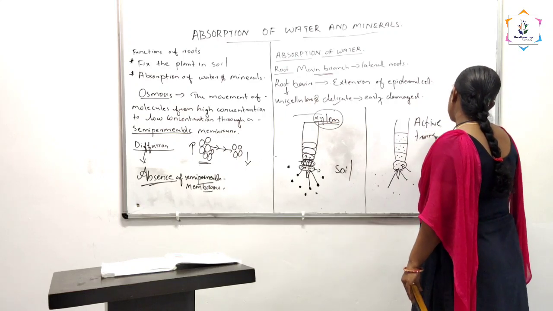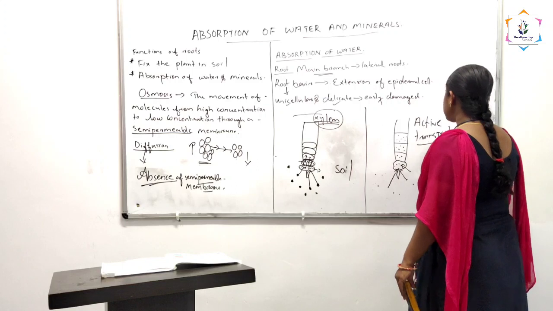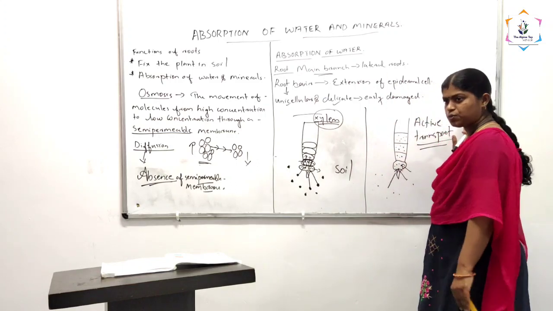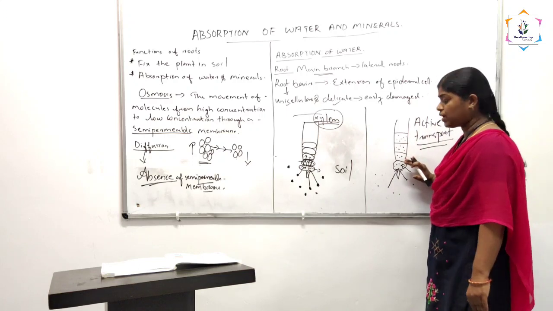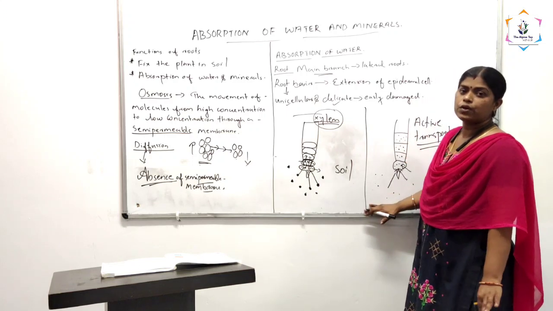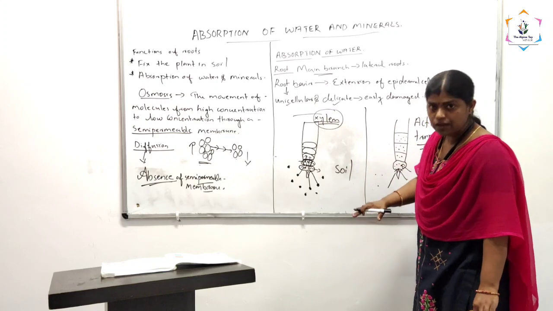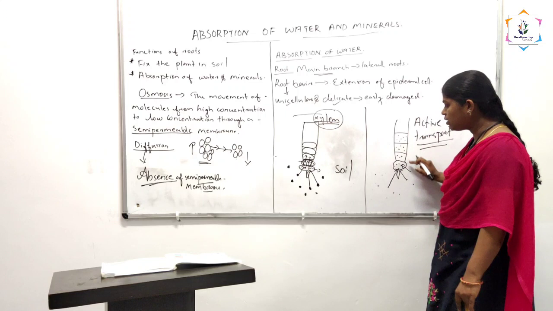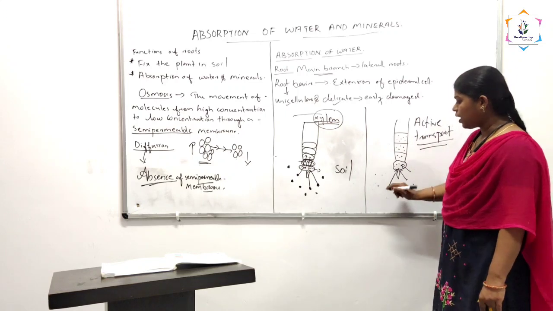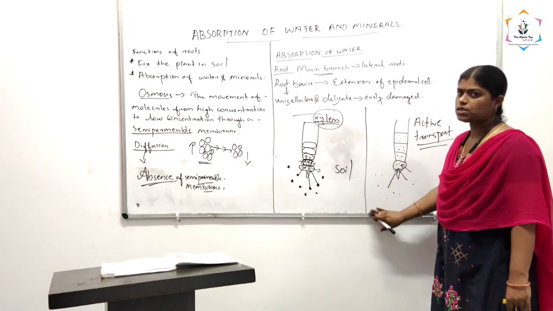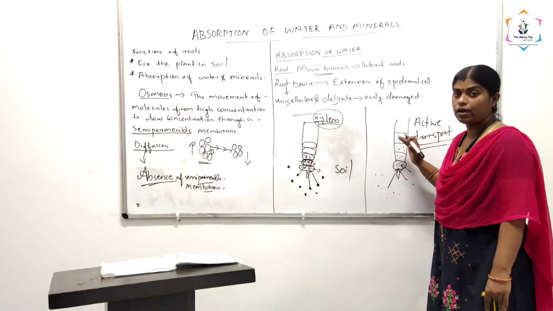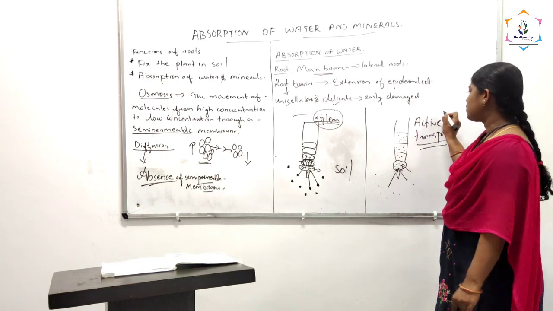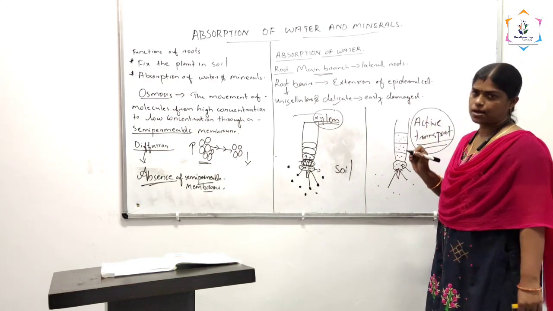Okay, active transport. So what is the process by which the minerals are absorbed by roots? That is active transport. So what does active transport mean? The movement of molecules from low concentration to high concentration by using energy. Okay, this is what the root has done now. The soil has a low concentration of minerals. Still it absorbs the minerals by using energy. So that process is known as active transport.